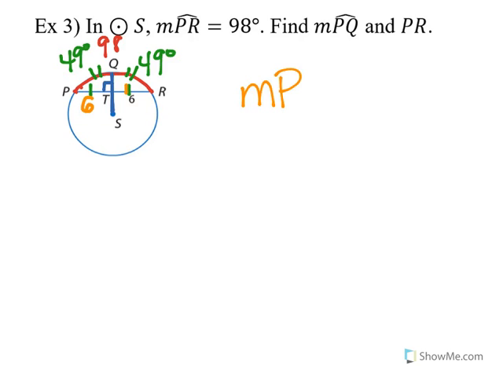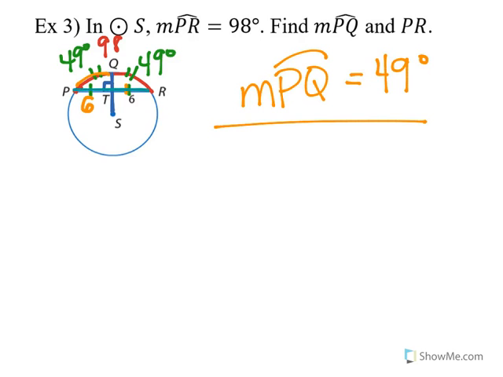So let's look at what we're trying to find. We're trying to find the measure of arc PQ, which we already said was half of 98, so 49 degrees. And then we want to find the measure of PR. So PR is the whole chord. Well, if one of the pieces is 6, the other piece is 6 because it's bisected, so PR is equal to 6 plus 6, which is 12. So using that theorem, if a radius is perpendicular, then we know it bisects the chord and the corresponding arc.